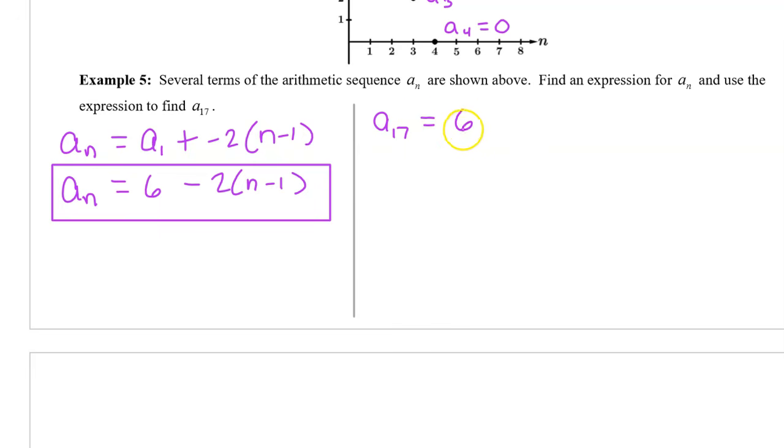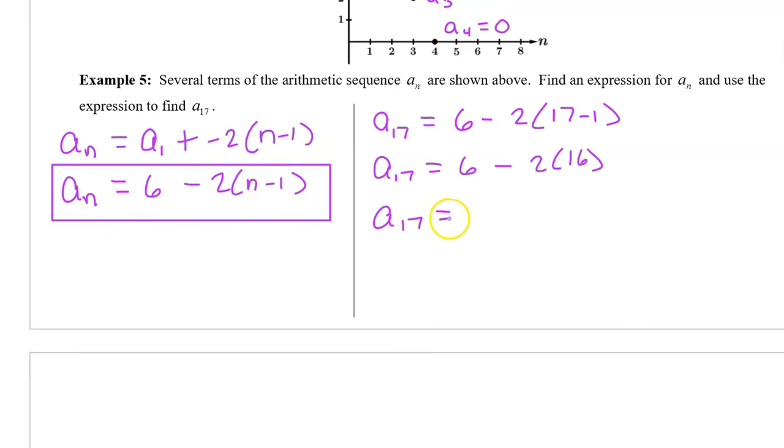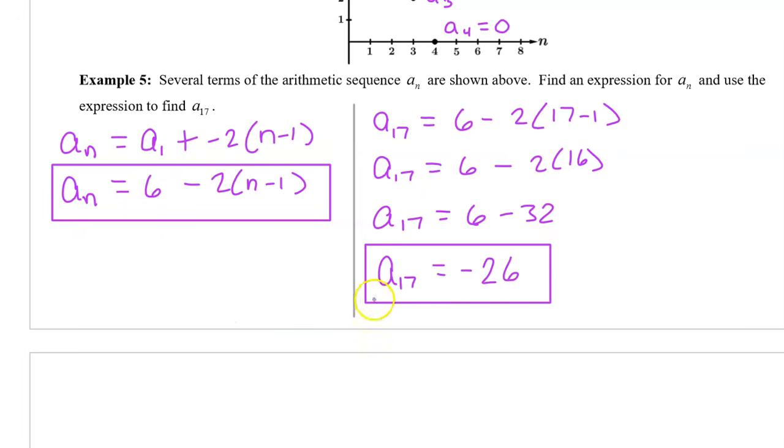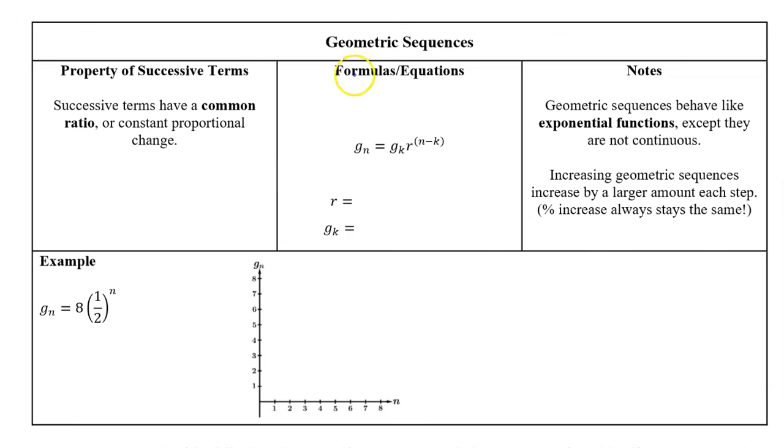Now let's use this expression to find a17. a17 will equal 6 minus 2 times 17 minus 1. So a17 will equal 6 minus 2 times 16. 2 times 16 is 32. So a17 will equal 6 minus 32. So a17 is -26.